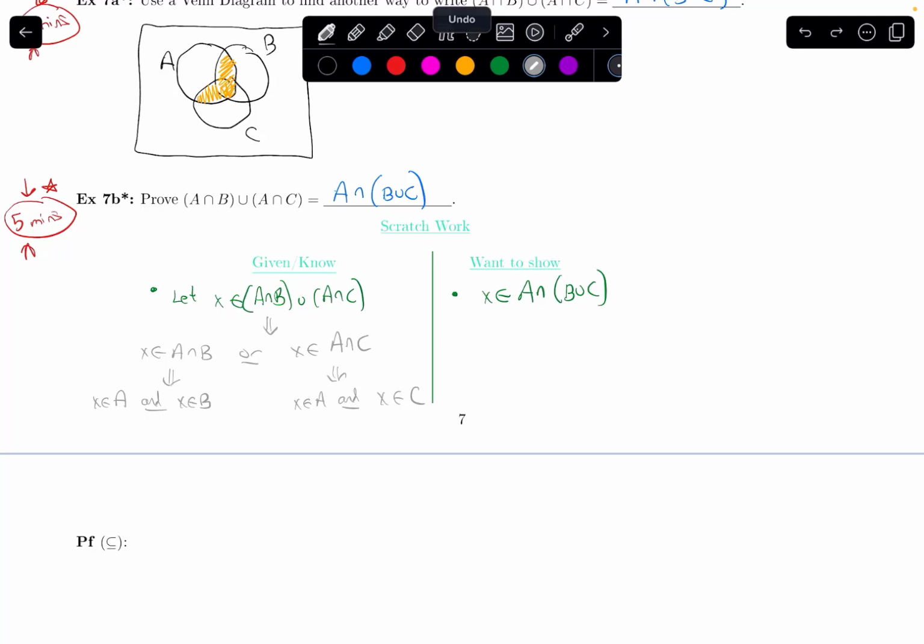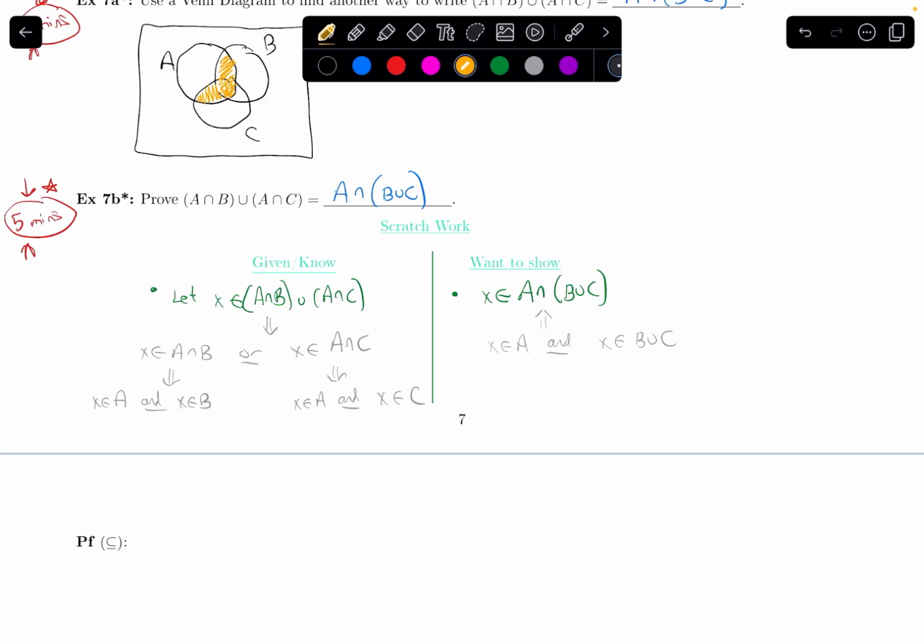Sometimes when we are doing the scratch work, we may have to work with what it is that we want to show and think about, well, what would it take to show this? Like X being in this intersection, what that means, what it would take to show that is that X is in A and X is in B union C. That's what I would need to demonstrate.